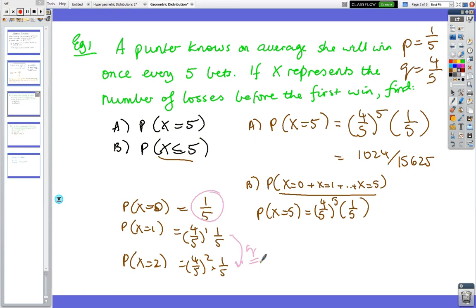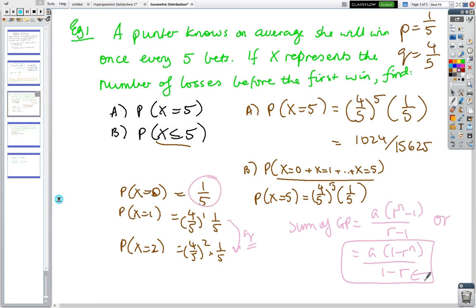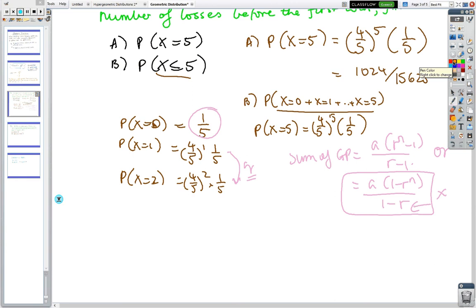Now, the sum of a GP equals A(R^n minus 1) over R minus 1, or it's A(1 minus R^n) over 1 minus R. And it's this second one we're going to use because the common ratio is less than 1. If we use the first one, we'll have a negative on the bottom, which is okay, but we're going to use this form of the GP sum. So, finishing it off, A equals 1/5, R, the common ratio, is 4/5, and we have 6 terms, because we're starting at 0 and going up to 5.